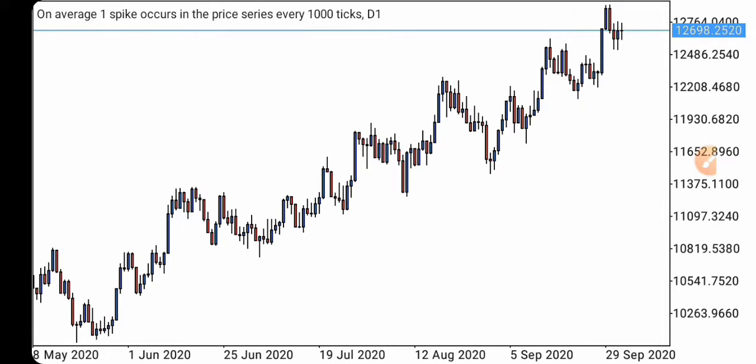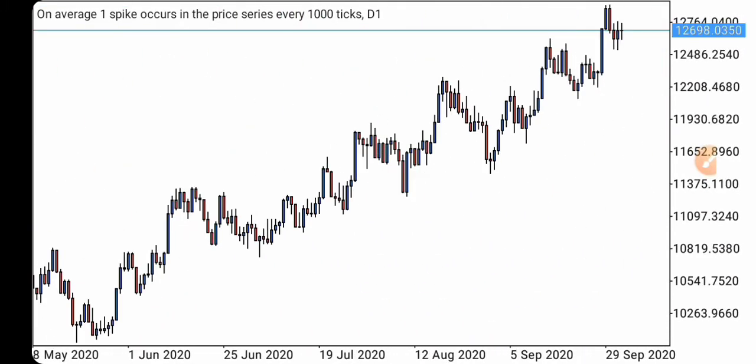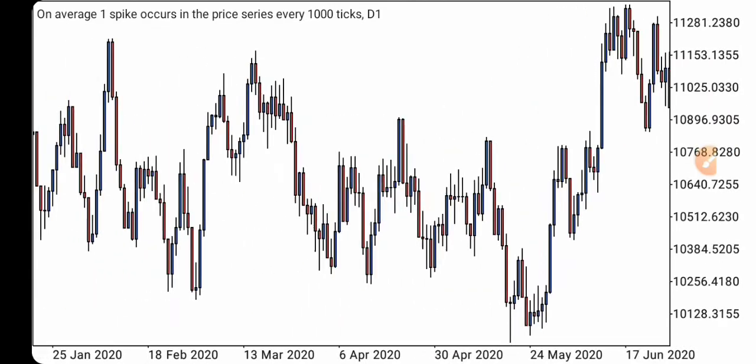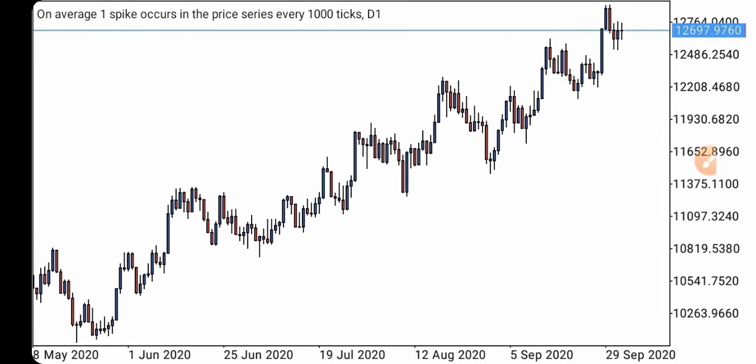Okay, but it's really hard for some people to identify these key support and resistance zones, key levels on the chart. So what we are doing today is to show you how to easily identify those key levels.